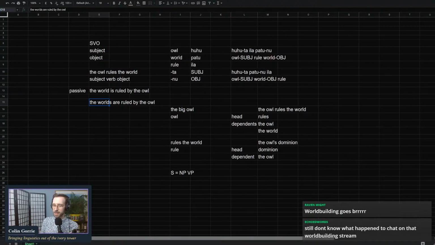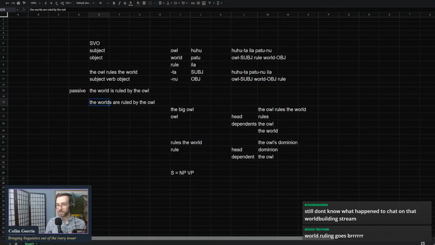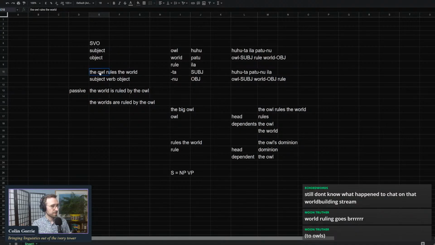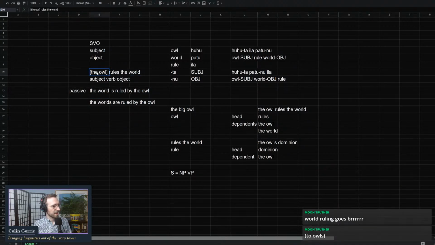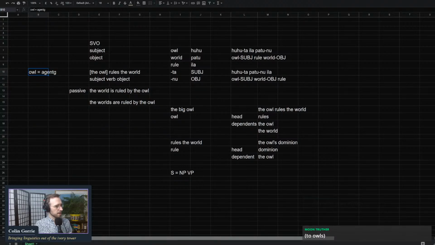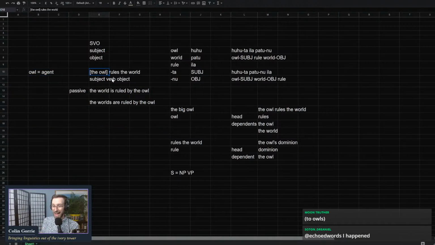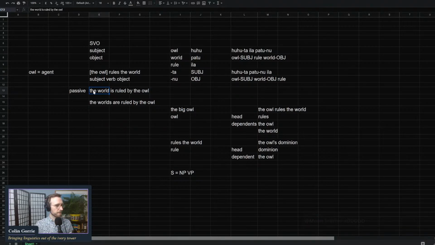And in different constructions, the mapping between the subject and a particular semantic role, like the thing that does the action, let's call that the agent. So here the owl is the agent. I'm running out of space. In a prototypical active sentence, like the owl rules the world, the subject is an agent. In the prototypical passive sentence, the subject is not the agent. It's not the thing that does the action. It's the thing that has the action done to it. So what could we call that? We could call that a patient. It's something that is undergoing the action. So owl's agent, world is patient.